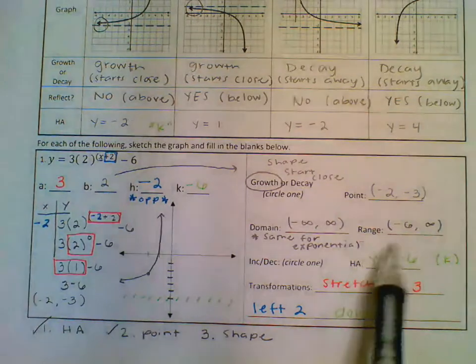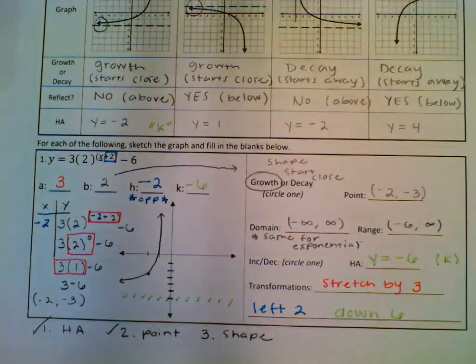And the reason I used a parentheses is because you're not allowed to touch that asymptote. It's going to get closer to it, but it's not going to ever cross or touch the asymptote. So I would list that with a parentheses. And then the last thing that we have to list is our increasing or decreasing.